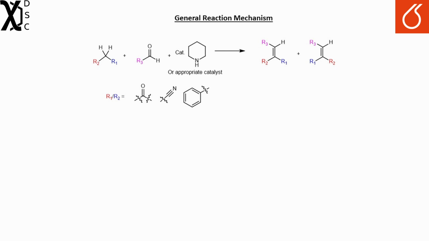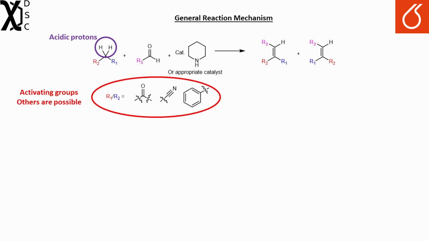The Knoevenagel condensation reaction occurs by the deprotonation of acidic CH2 protons. In order to be acidic, they must be close to a highly electron withdrawing group, or extensive conjugation. Here the cyano groups are electron withdrawing. This deprotonated intermediate then reacts with the aldehyde to break the carbonyl.